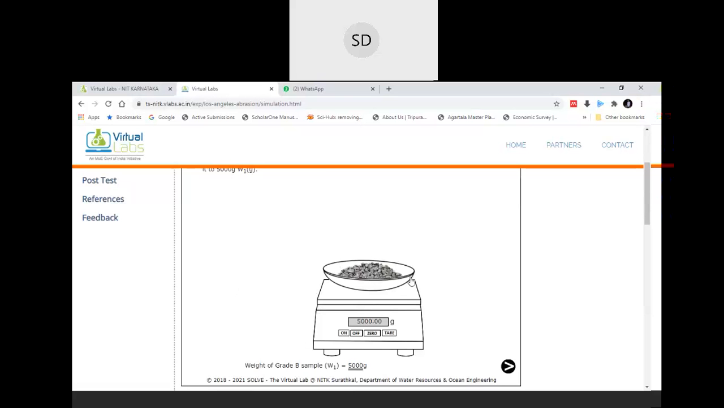So the aggregate passes through 10 and is retained on 12.5, and passes through 12.5 and is retained on 20. So you are taking the aggregate which is retained on 12.5 and which is retained on 20 IS sieve. Those are the aggregates you have to take for your abrasion test.